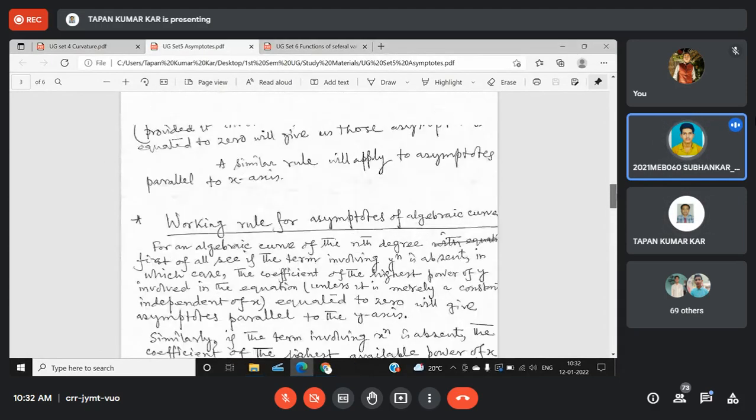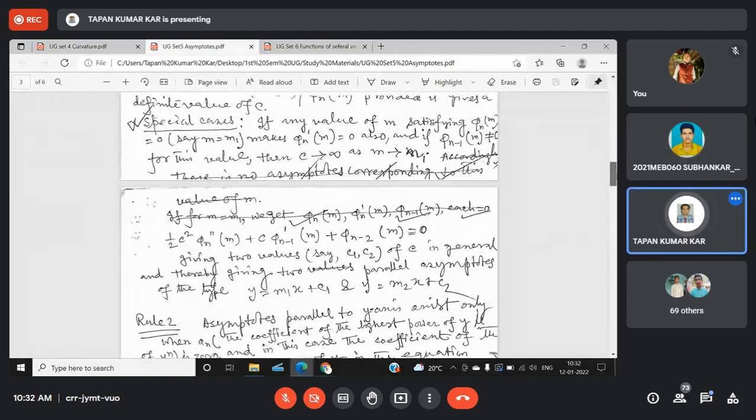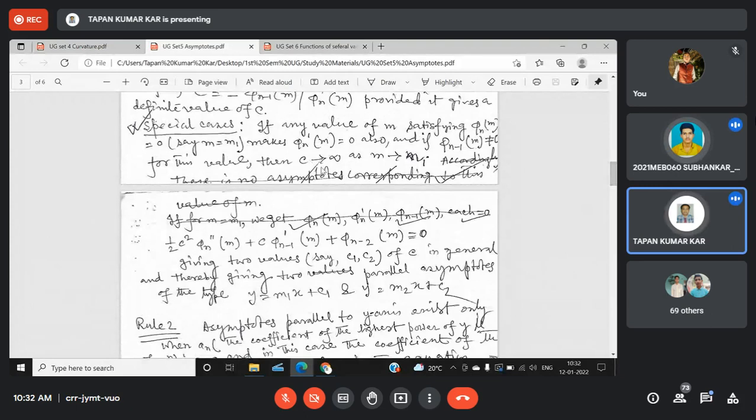So how can we put the C equation, provided C tends to infinity? But here that case does not arise. In this example, this case does not arise. It will arise when phi n dash m equals 0, because phi n dash m is in the denominator. If it is 0, then only this case will arise, and you cannot use C tends to infinity. That's why you have to use this formula, half c square phi n double dash m, and this.